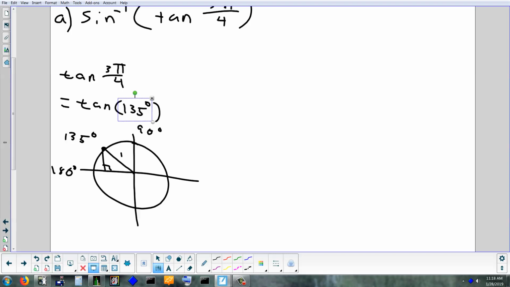The hypotenuse is 1 because it's a unit circle. That doesn't really help me. What I want to know is the coordinate of that point. And then once I have the coordinate, that's the calculation I need to do. That's how you find tangent, y over x. Or think of it as opposite over adjacent. Either way. Now, in a 45, 45, 90 triangle, how long is each side?